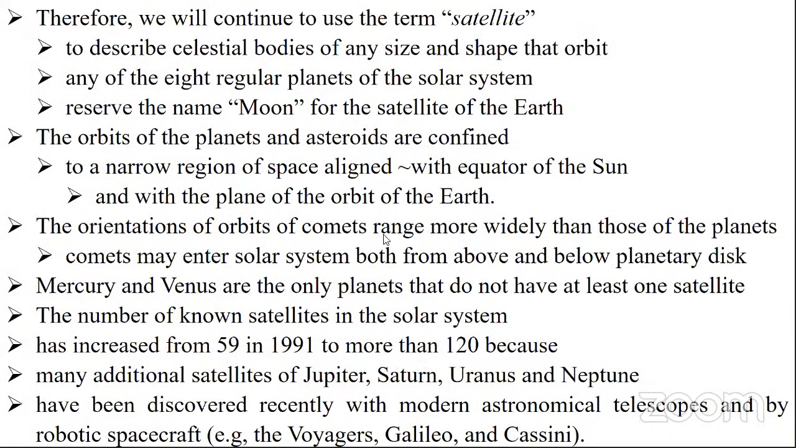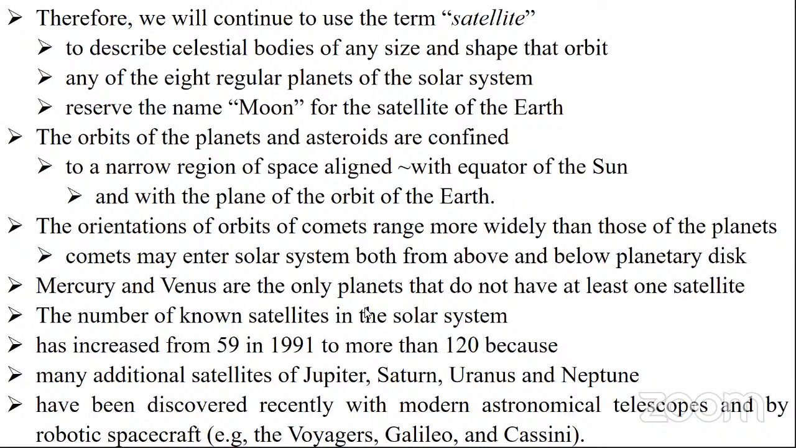The orientation of the orbits of comets ranges more widely than those of the planets. Of course, comets will have more varied orientation. It may not be exactly parallel to the equator. Comets may enter the solar system both from above and below the planetary disk. Think of a disk like a plate. In the plate, you can have all of them put together, but comets may also enter from the top and bottom. There is no doubt.